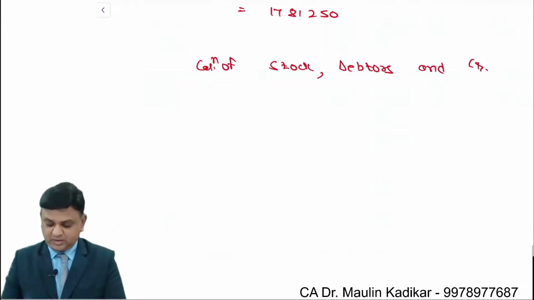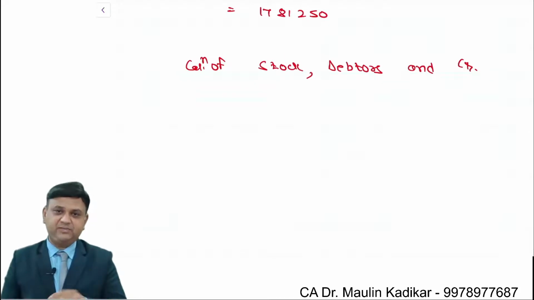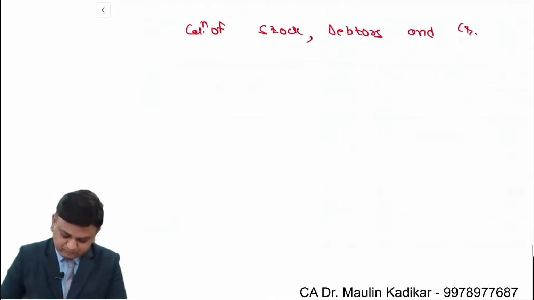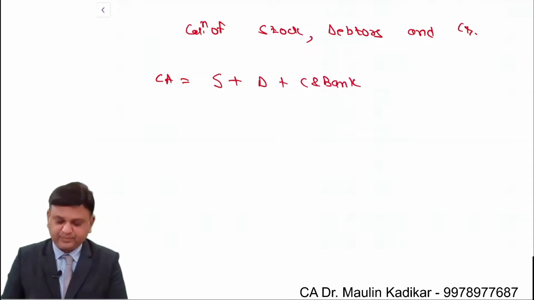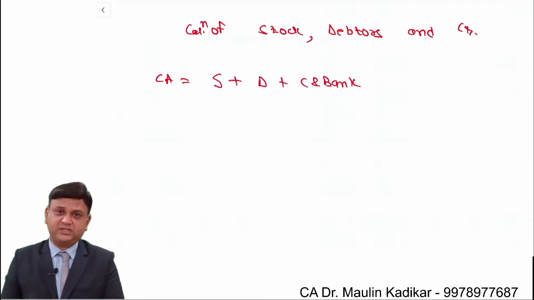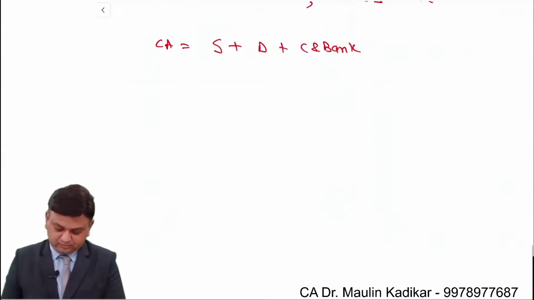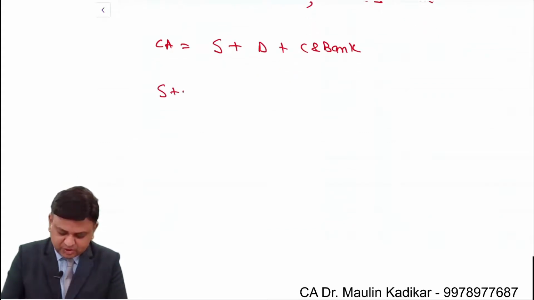Okay. Dear students, we understand like this. Everybody stop writing, let me explain to you. Current assets is equal to stock plus debtors plus cash and bank. This is the formula for the current assets. So we can say that stock plus debtors is equal to current assets minus cash and bank.